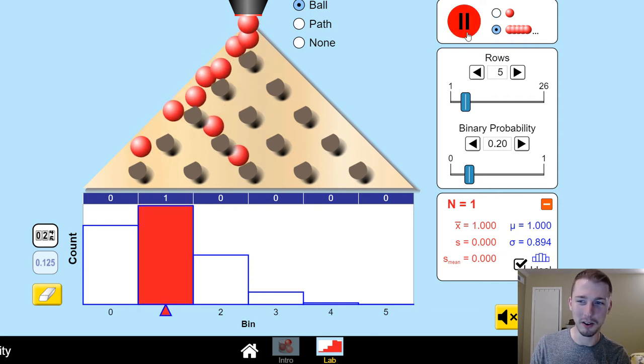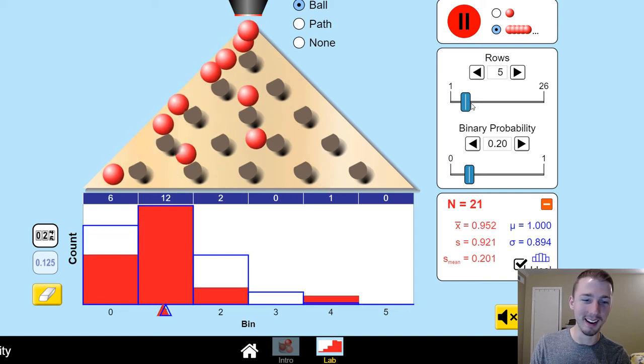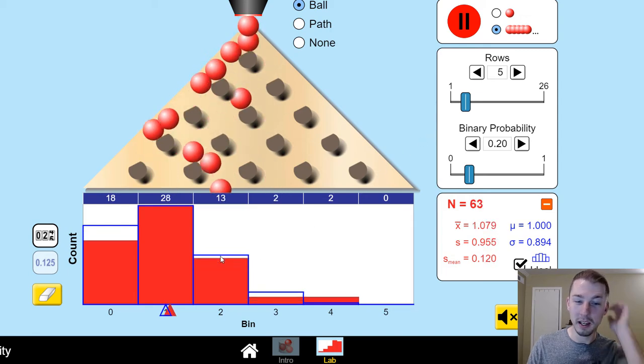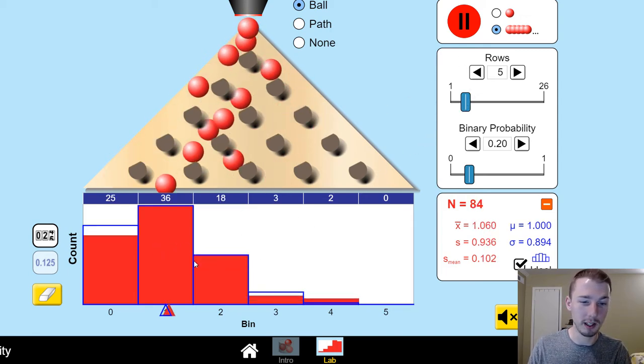Oh, that is so awesome. That makes me so happy. Okay, this is definitely a lot of fun to play with. But it will go to a binomial distribution here.